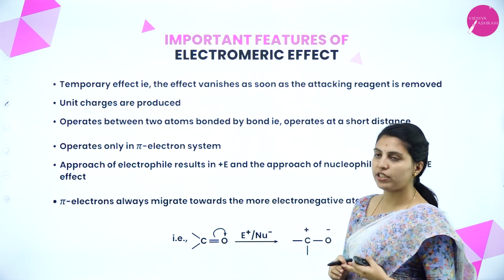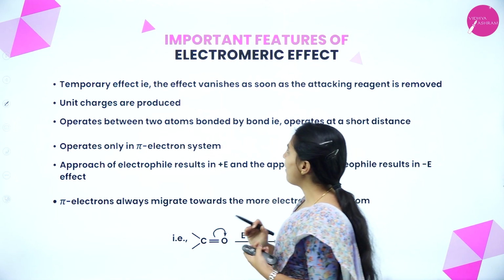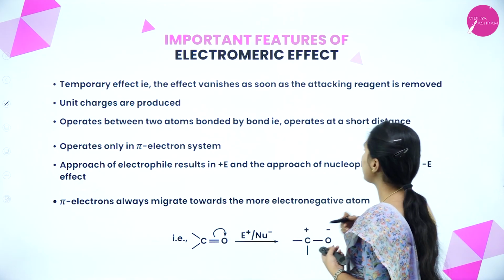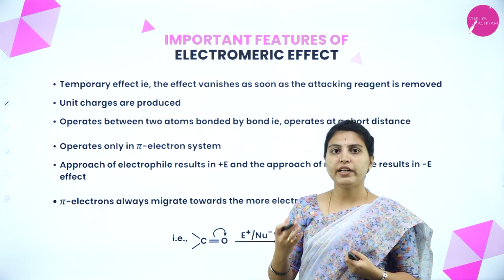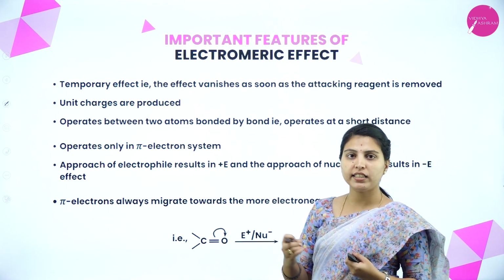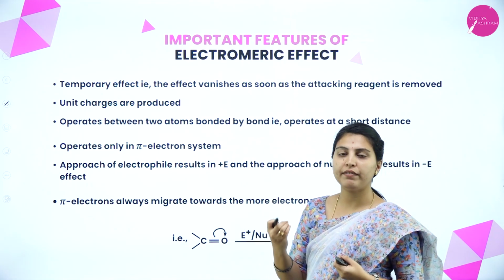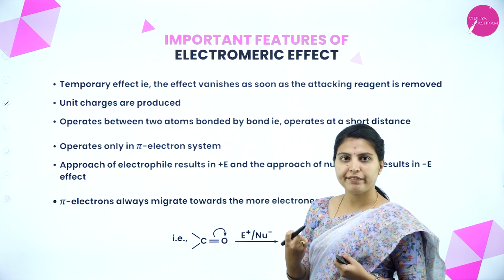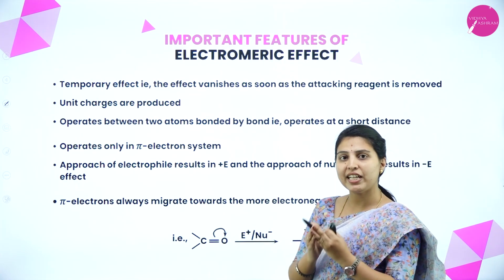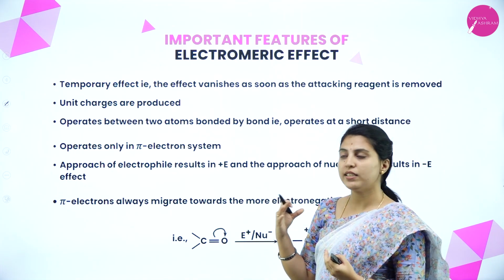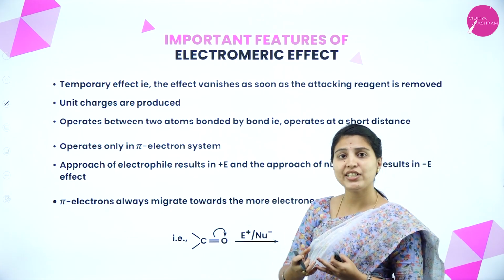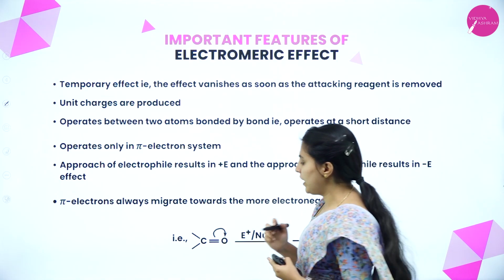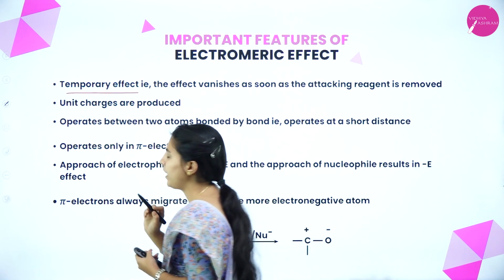Next, important features of the electromeric effect. It is a temporary effect, that is, this effect vanishes as soon as the attacking reagent is removed. Whenever a nucleophile is added, electron donating will happen. Whenever an electrophile is added, electron attracting will happen. Whenever the reagent is used, this effect will be there. Whenever the reagent is removed, the complete effect will vanish. That's why we call it a temporary effect.